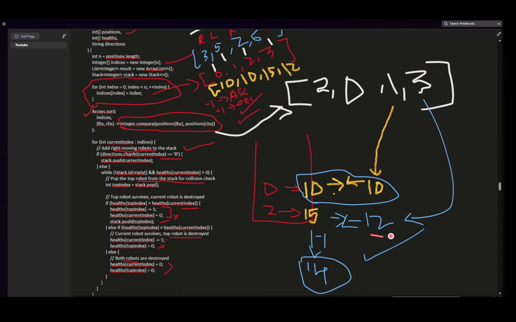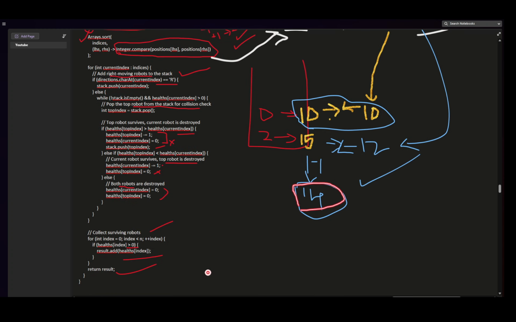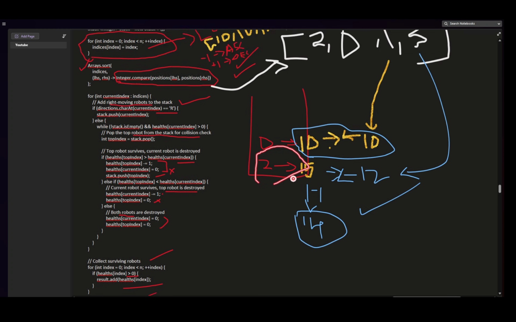Index 3 has a health of 12 and is going leftwards, and inside the stack we have R, a right-moving robot. Since this is the left direction, the else block will be evaluated, and the stack is not empty. We pop and check which has the maximum health. As you can see, the stack robot has the maximum health, and the current one will be destroyed, while the stack robot's health is decreased by 1. At the end we get 14, and that 14 is stored at that index.